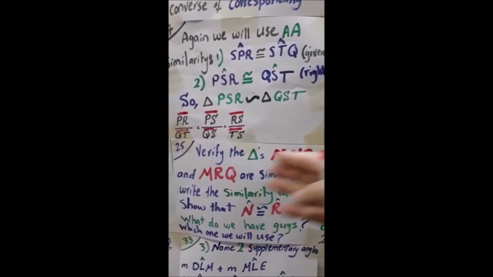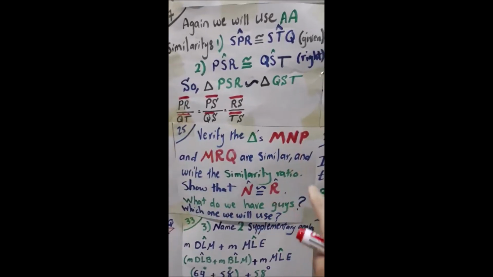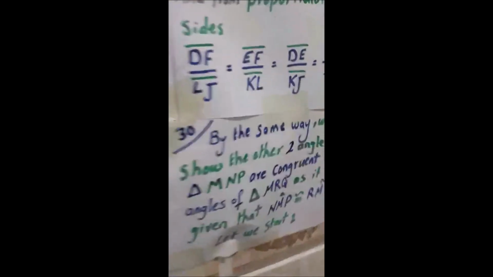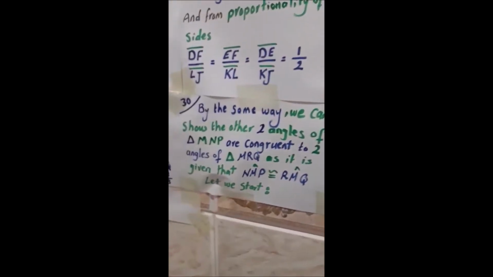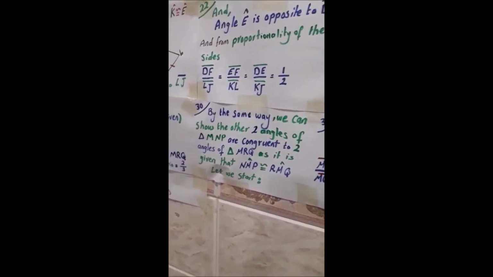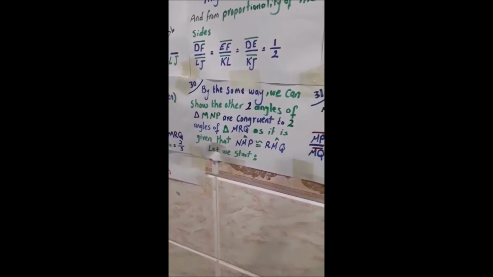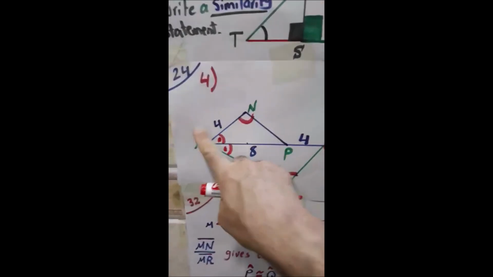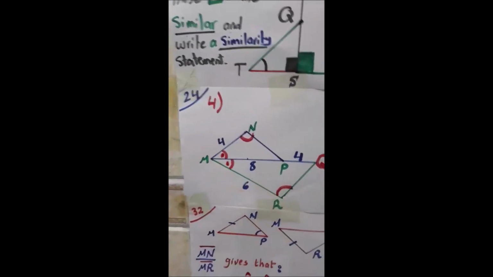So after we verify to him that these two triangles are similar, now we will show to him that N and R are congruent angles. We do the same as we did before. We will show to him everything. Here it is written that by the same way we can show that the other two angles of triangle MNP are congruent to the other two angles of the other triangle MRQ, as it is given that angle NMP and angle RMQ are congruent.